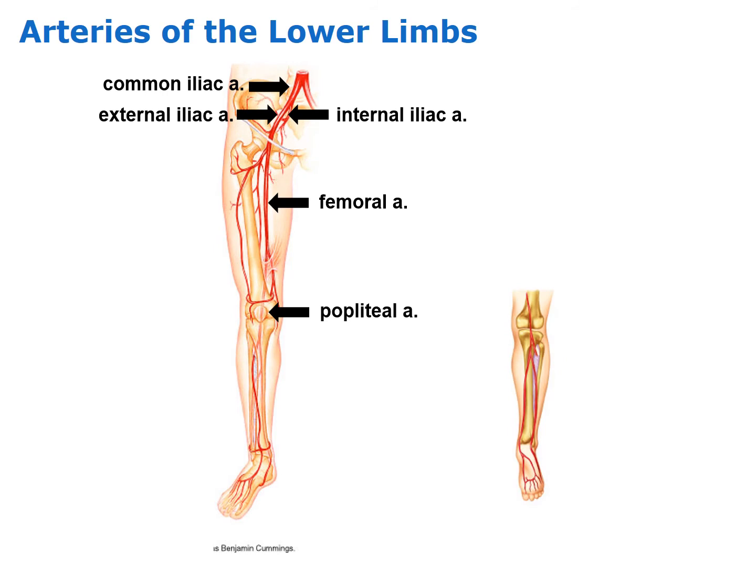Now we're going to switch to this other image to the right here because it just shows a better image of the arteries of the leg. As that popliteal artery extends into the leg, it divides into an anterior tibial artery and a posterior tibial artery, both named for the nearby tibia bone.